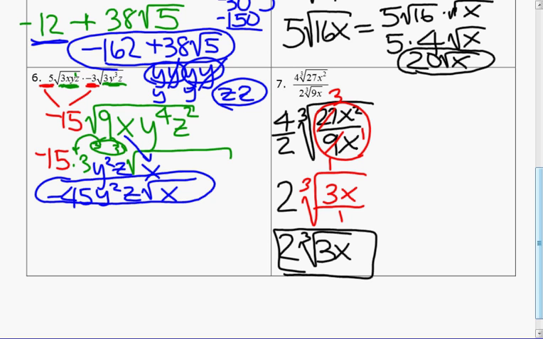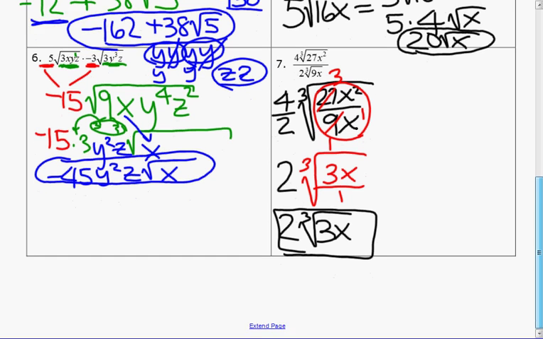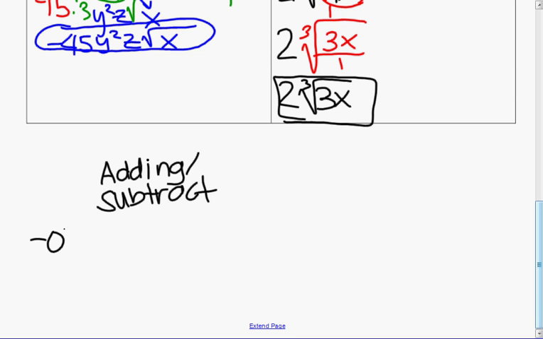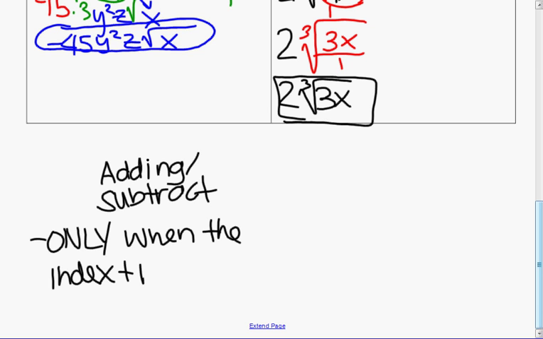All right, well, that concludes video 2. Let's just conclude with the final summary, just to make sure we're all on the same page. So maybe just find some space on your page and then write this down. When you're adding and subtracting radicals, you can only add or subtract if what are the same? Only when the index and radicand are the same.